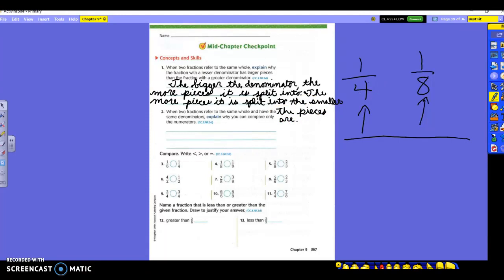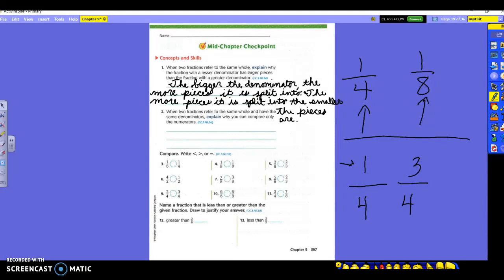Okay, number 2. Read number 2. When two fractions refer to the same whole and have the same denominators, explain why you can compare only the numerators. Okay, so what they mean by this, guys, is if you have two fractions, and both fractions have the same denominator, why can you only compare the numerators? Why are you only comparing these things on top?